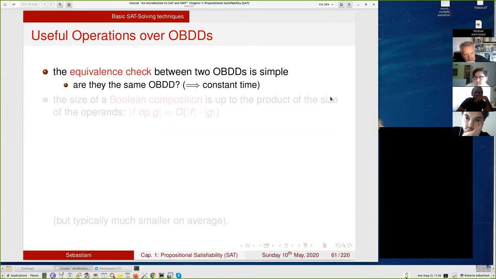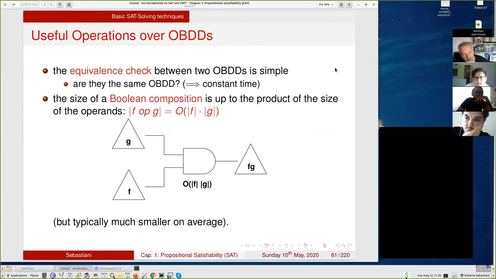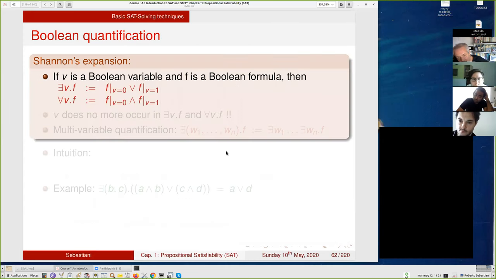Okay, so let me conclude. There are some useful operations over BDDs. Equivalence check is simple, it takes constant time. When you compose them, the size of the BDD in the worst case grows as the product of the sizes of the two BDDs. That's the reason why this grows exponentially, but typically it can be much smaller on average.